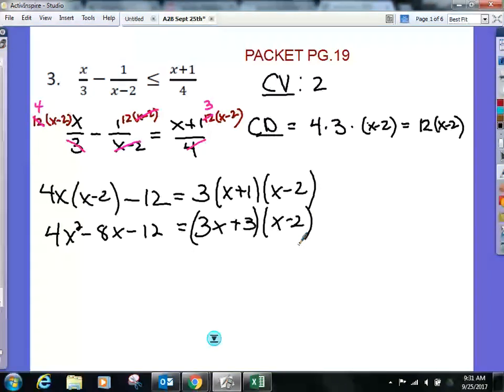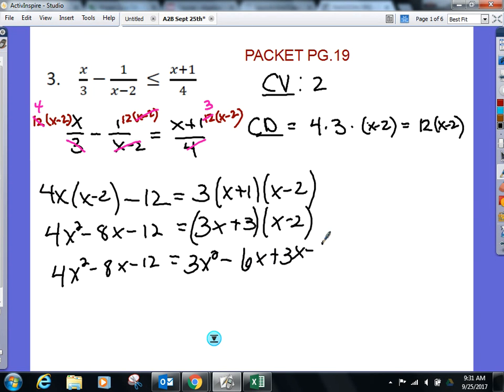Whew, we all right? I don't think I can combine. Nope, I'm good over here. Can't do anything, right? Okay, so let's keep going over here now. Double distribute. 3x squared minus 6x plus 3x minus 6. Everyone all right when I double distributed there? Keep trucking. Here we go. This was a long one. I knew it. 3x squared minus 3x minus 6.